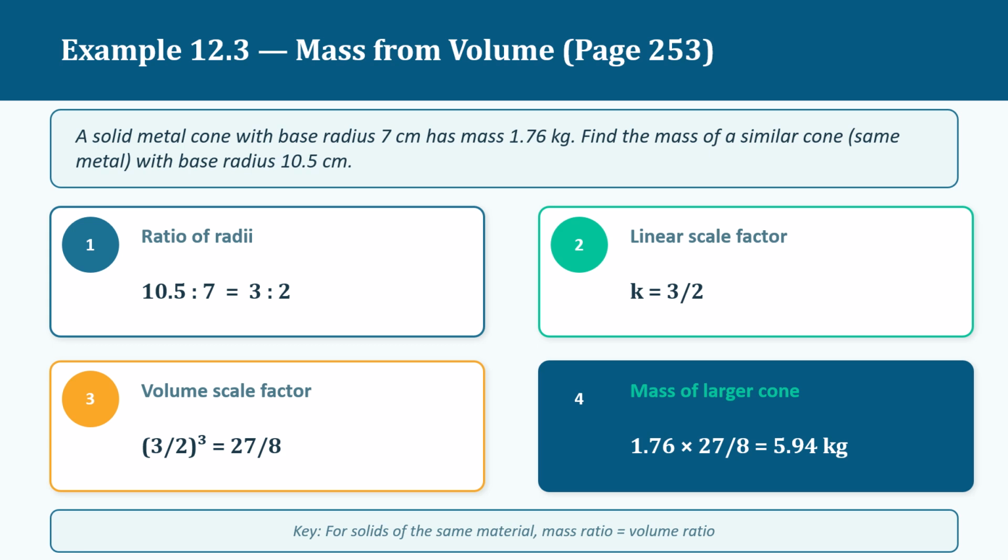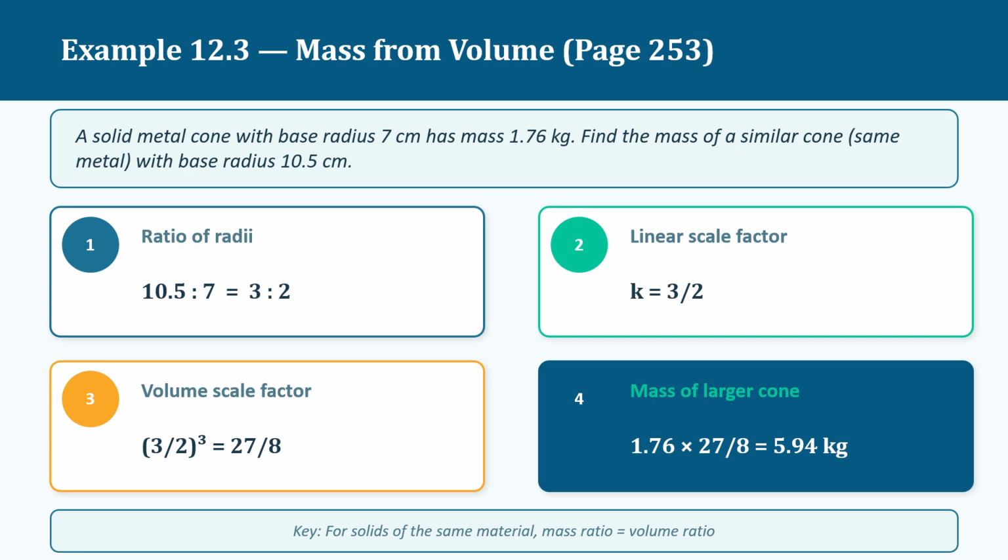So here we have an example. We have been told that a solid metal cone has a base radius of 7 centimeters. It has a mass of 1.7 kilograms. We are required to find the mass of a similar cone, made of the same metal, with a base radius of 10.5 centimeters.